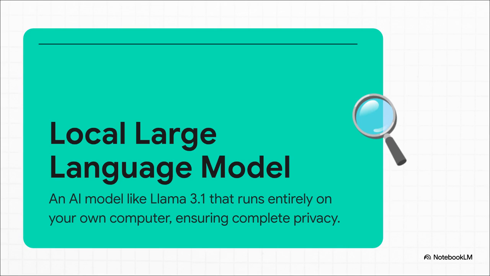So, what's the secret sauce here? What makes this all possible? Well, it's something called a local large language model, or LLM for short. By using a free tool called Ollama, you can download and run these incredibly powerful AI models, like Llama 3.1, directly on your own computer. This is the key, the absolute key, to the privacy guarantee. No data ever has to leave your machine.